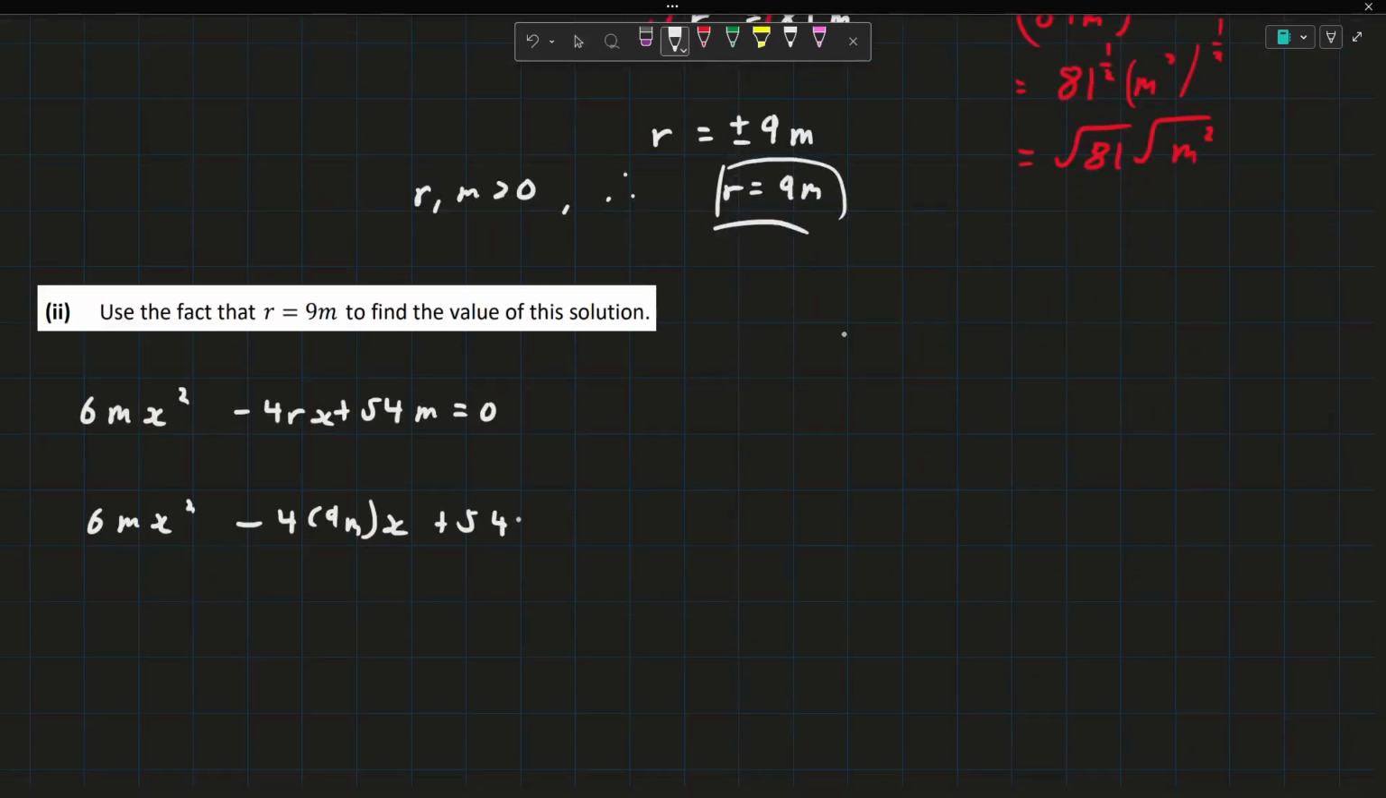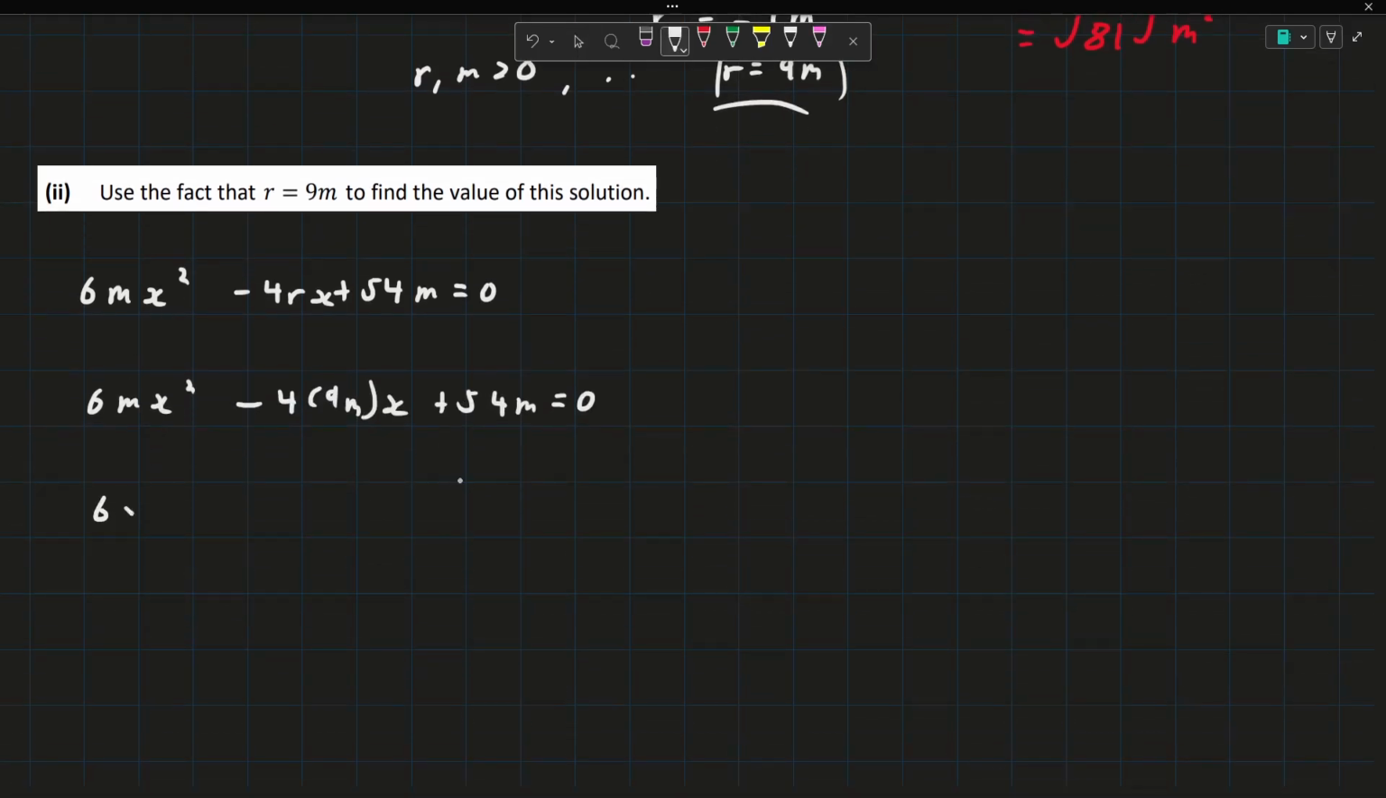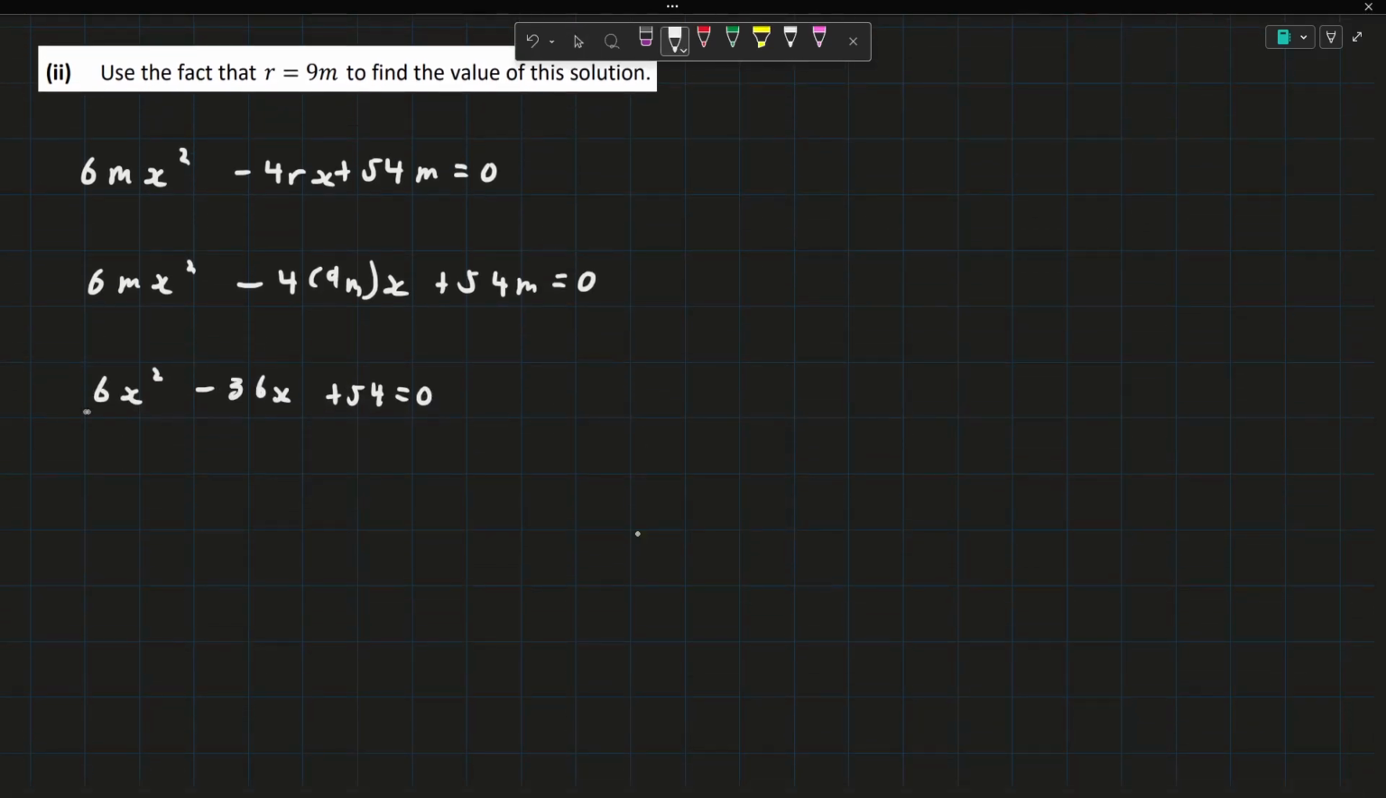Plus 54m equals 0. And you can see that all of these terms have an m in them, so we can just divide everything in this equation by m. And what we'll get is 6x squared, and then 4 times 9 is going to be minus 36x, and then we have plus 54 equals 0. You could solve this as it is, or you could divide across by 6, make things a little bit easier. And what you'll get is x squared minus 6x plus 9 equals 0.